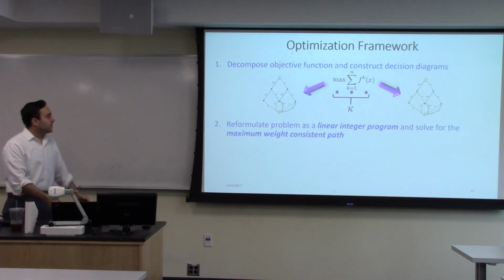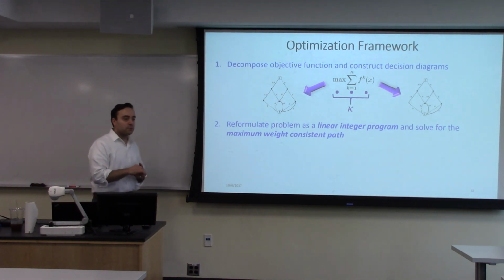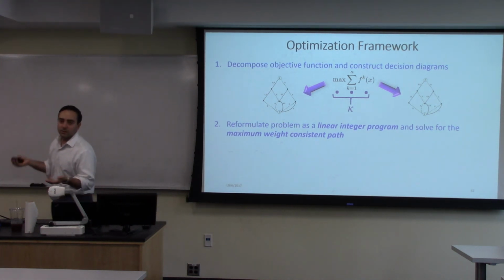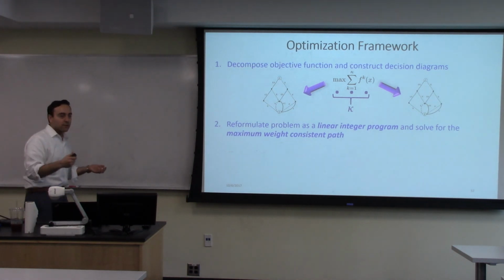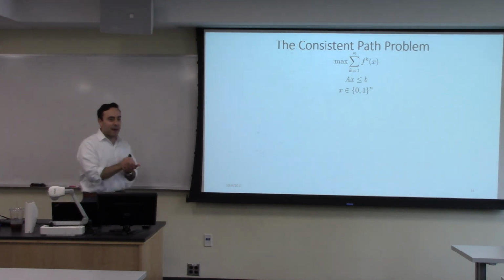All right? And then we reformulate this as a linear integer programming problem that's probably not too difficult to understand. A decision diagram is really just a longest path, but it's directed acyclic, so it's fine, the shortest path polytope, if you want to think of it this way. So you reformulate the problem now as a consistent path problem.